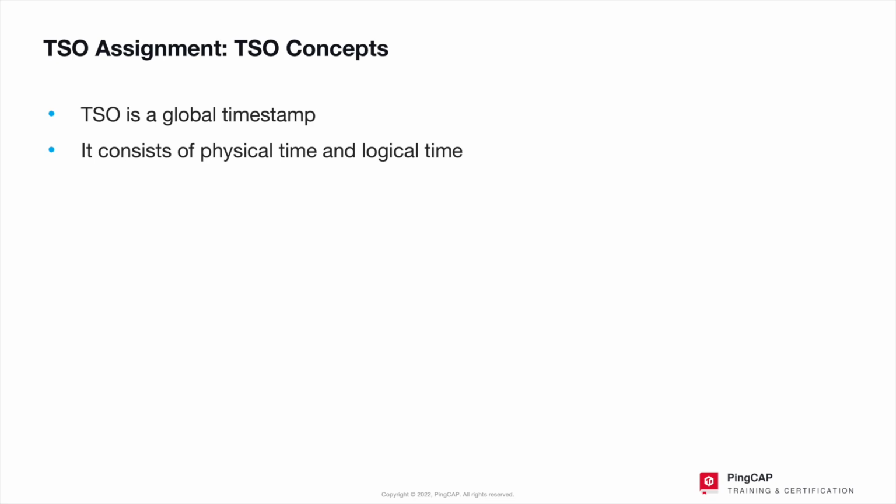TSO is a 64-bit integer, or int64, that consists of physical time plus logical time. Physical time is the current Unix time in milliseconds, while logical time is a counter with a maximum of 1 to 18. In other words, for 1 millisecond, PD can allocate up to 262,144 TSOs, which satisfies the vast majority of cases.